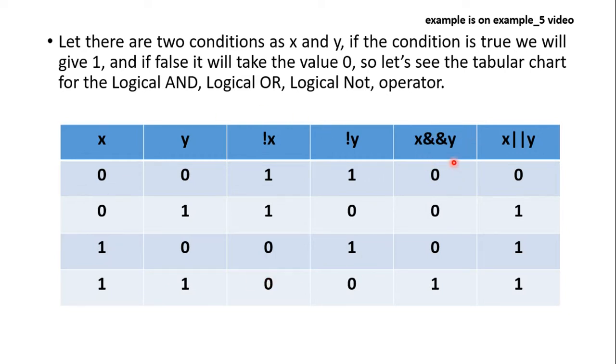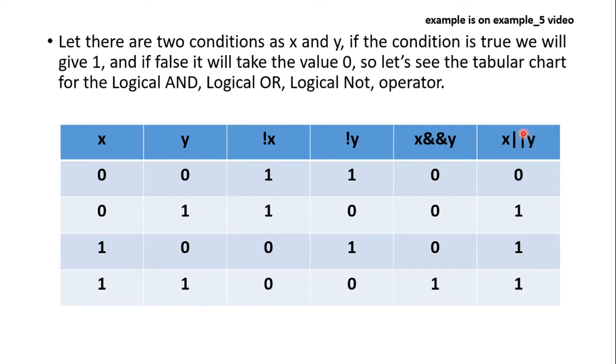Now we will see about AND and OR. AND means both have to be true. X is true, y is true, AND is true. X is false, y is false, AND is false. X is false, y is true, this is false, as one of them is false. Then x is true but y is false, so it is false. Both are true, so it is true.